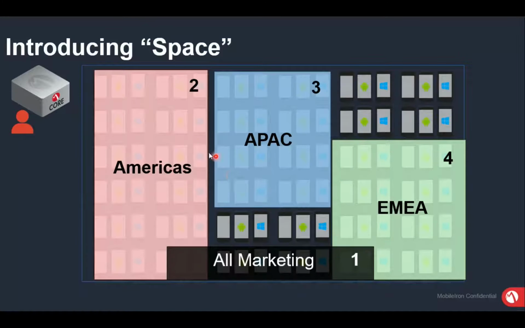Apart from this, under each space, you can always link with your LDAP groups, so that you can have distribution within your regions. For example, you might have a couple of groups under the APAC region. You might have a finance group, IT group, and sales group. So you can have those LDAP groups within each space.